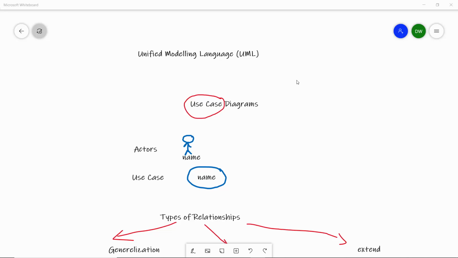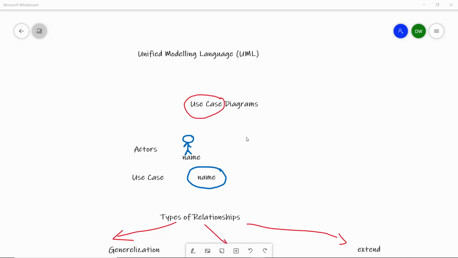Today's session we are going to talk about unified modeling language use case diagrams. You all are aware that unified modeling language represents a graphical representation, and this UML is used to express designs, right? And today we are going to talk about use case diagrams. When we talk about a use case diagram, the use case is an important thing. Within a use case diagram, there are a number of use cases.